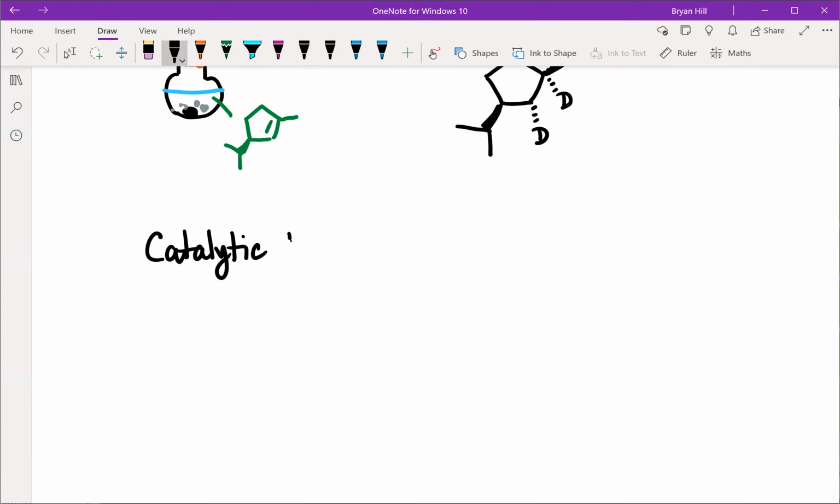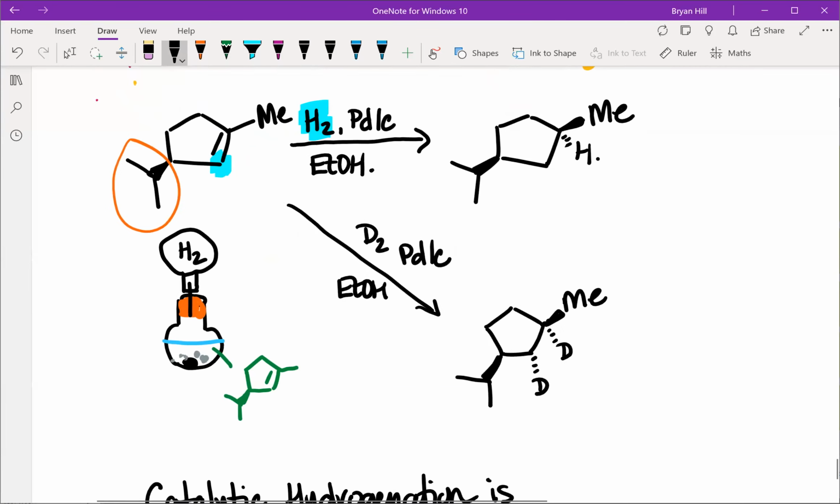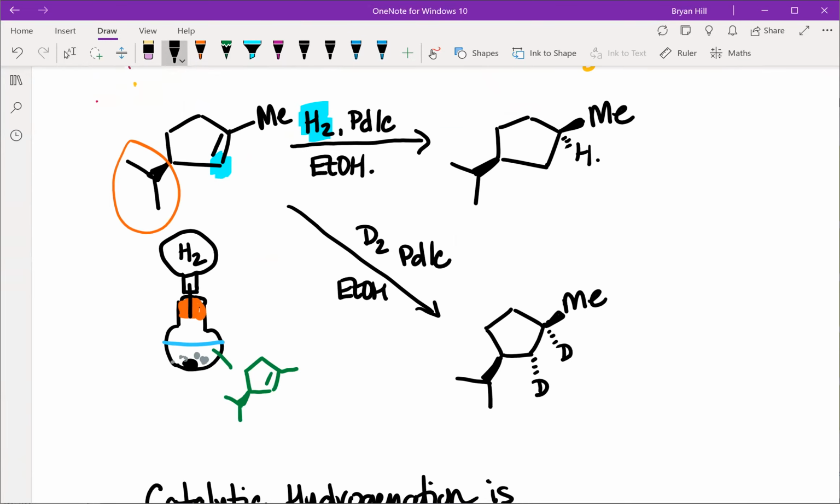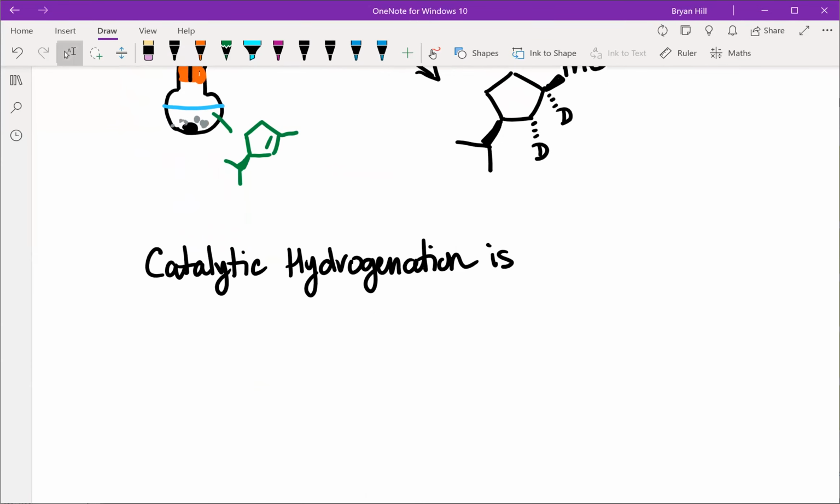Catalytic, so the palladium on carbon is just a catalyst, right? It's the place where the reaction takes place, but it's not consumed in the reaction and it speeds up the reaction. So that is basically the palladium on carbon is the catalyst. So the neat thing is the catalytic hydrogenation is, I'll say generally, chemoselective.